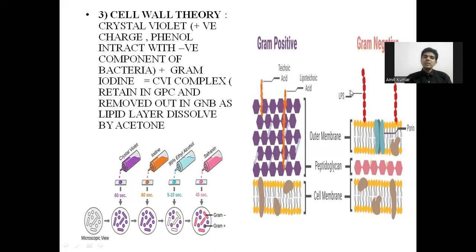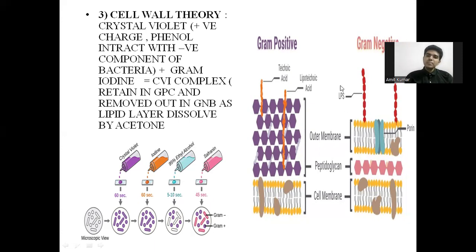Then once you put ethyl alcohol or ethanol on the glass slide, what happens? The lipid layer of the gram negative bacteria gets dissolved due to the action of alcohol. Always remember one thing, lipid is always soluble in alcohol.